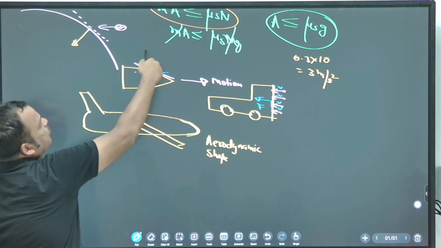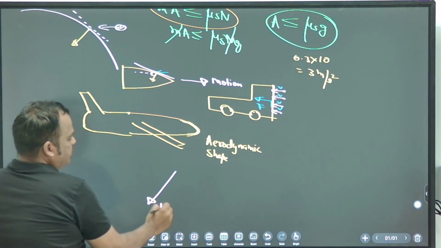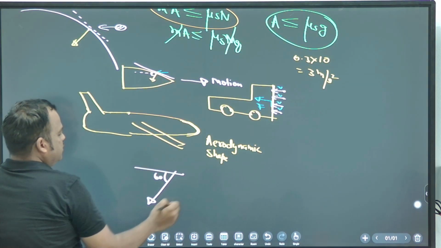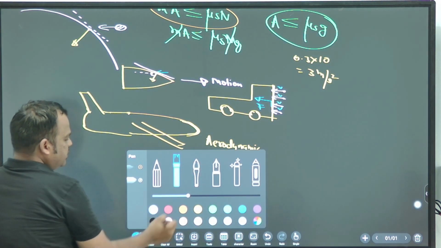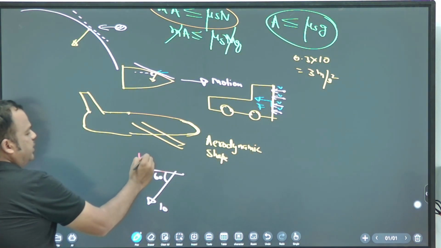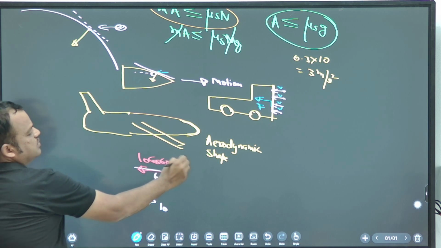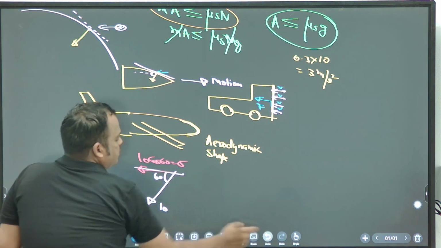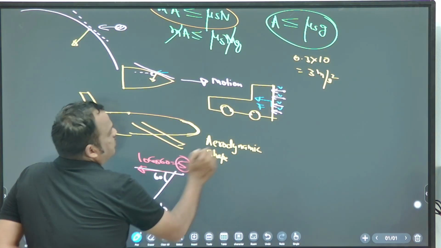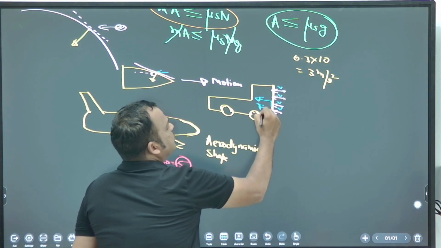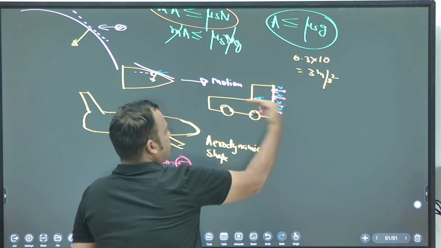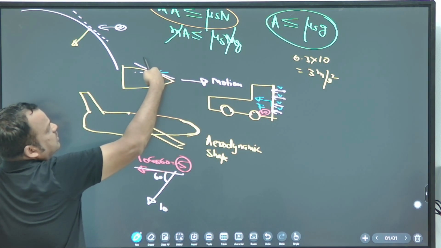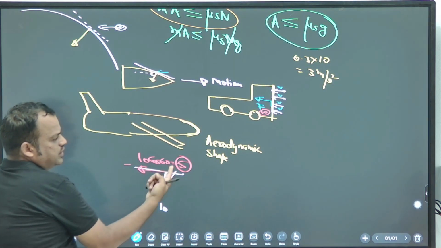Less, because only a component will act. For example, 10 Newton and this angle is 60 degree. So what component is acting? Left side, cos component. So 10 cos 60 means 5. So 5 Newton is acting. But in case of truck, it is 10 Newton acting. Truck means 10 Newton acting here, but boat 5 Newton acting. Correct?